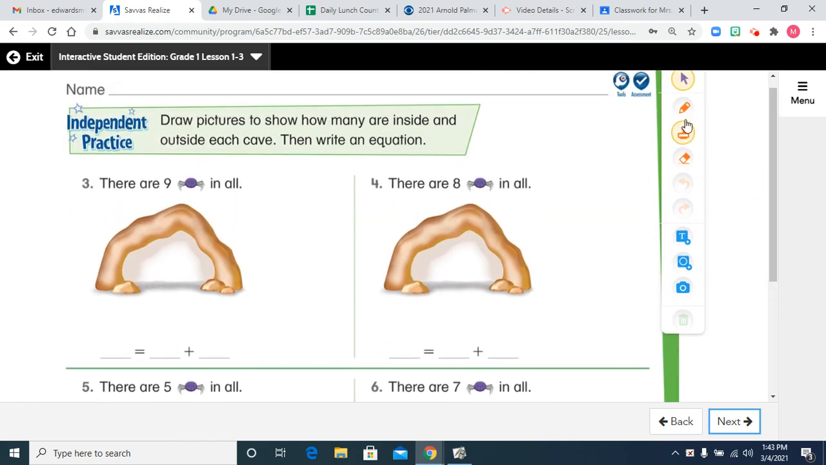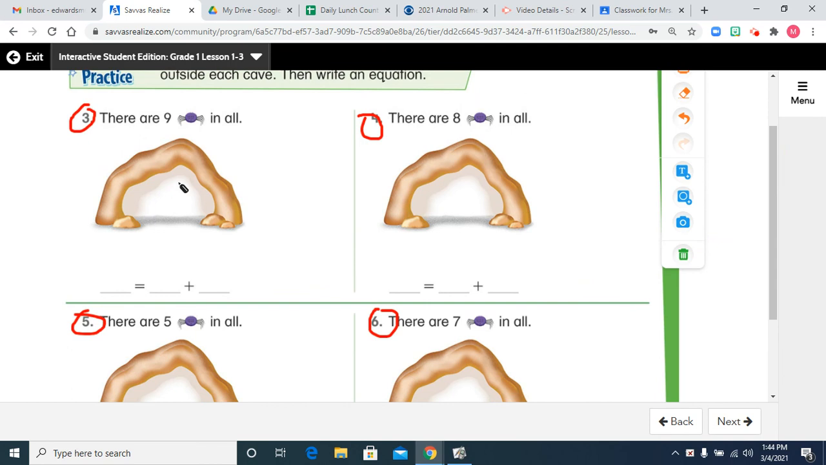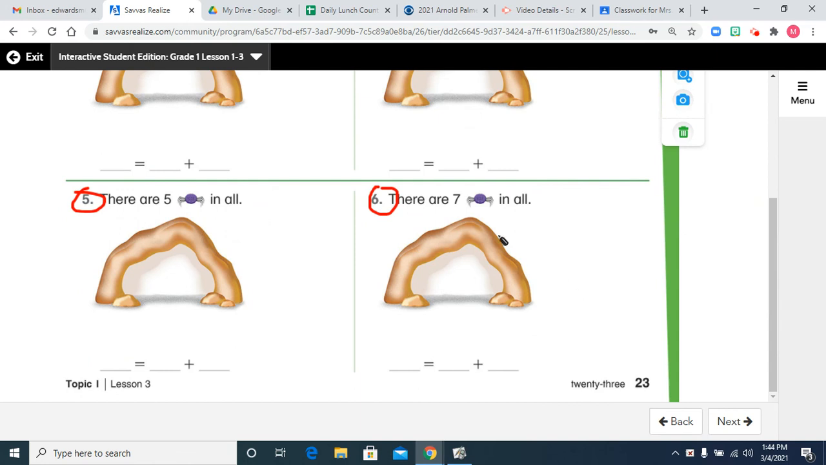On page 23 here, I want you to do numbers 3, 4, 5, and 6. Now remember that the sum spot, the place where the sum goes, is actually on the other side, so they just kind of flipped it around. Don't let that confuse you. Okay, and there's not one right answer for all these. There are a couple different answers you could do, as long as it equals whatever number they give you. All right, double check, count your spiders, make sure it works. All right, so do all of page 23.